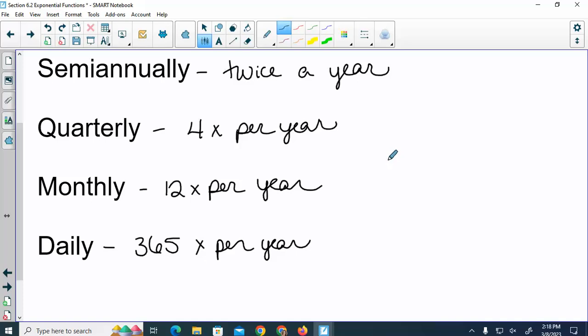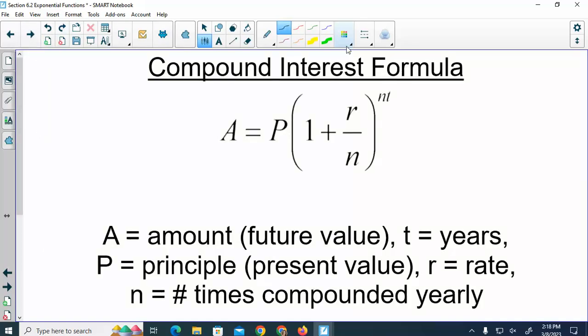The formulas that we will be using will be given to you, so you don't have to memorize them, but I won't tell you what the variables stand for when I give you the formula on a test or quiz. You have to know. A is your ending amount or future value. P is your present amount or principal. R is the interest rate as a decimal. N is the number of times you compound in a year. And T is the number of years.